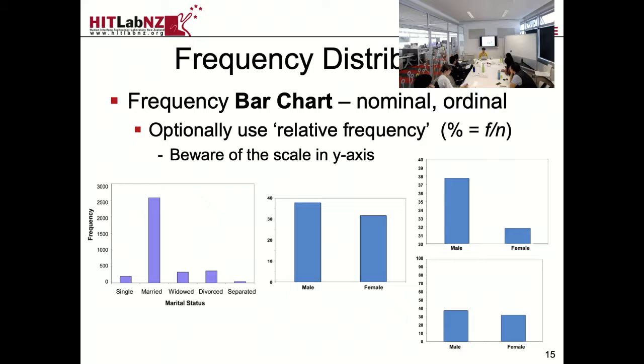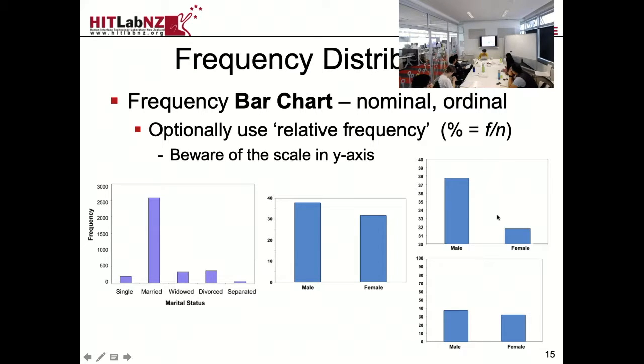The bar chart can be used with a nominal or ordinal data set. So as you see here, there are 5 items: single, married, widowed, divorced, separated. And when you use a bar chart, you should be careful how you set the y-axis. Even though this data set and these two represent the same result, because the user set different values of the y-axis, the y-scale, it seems very different.